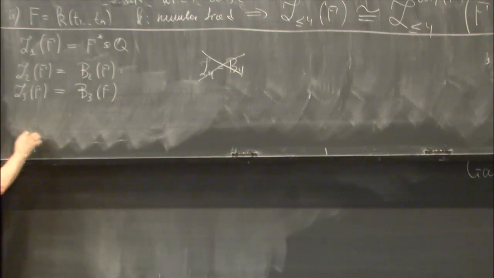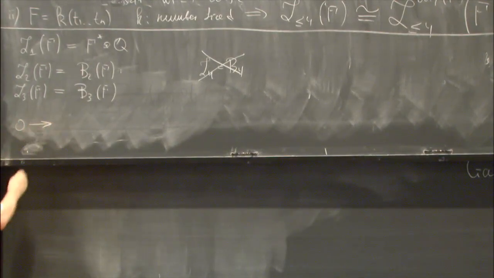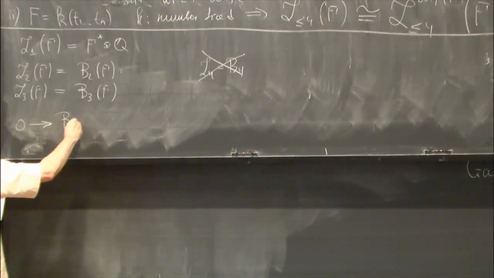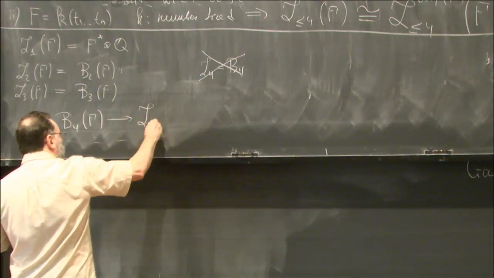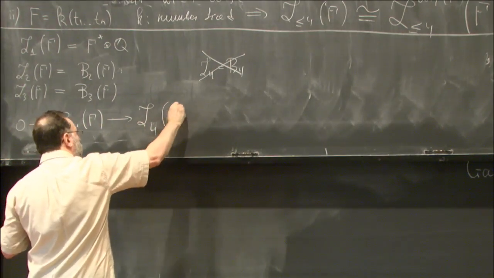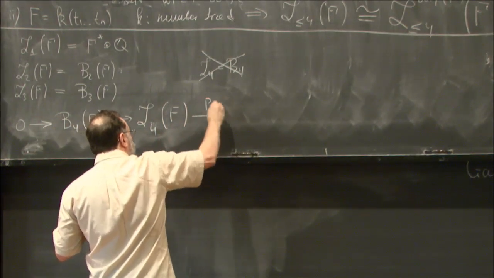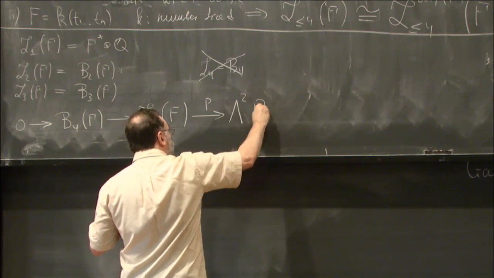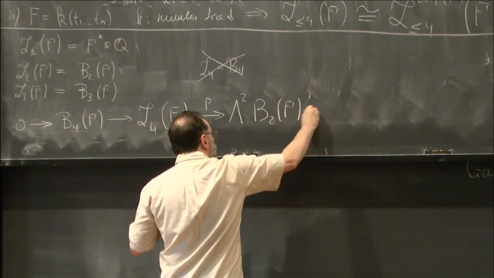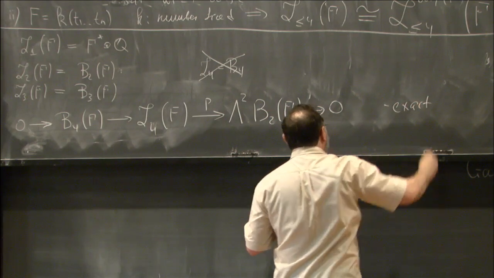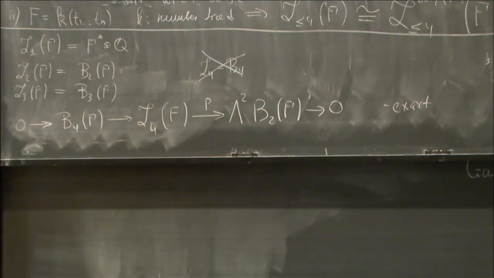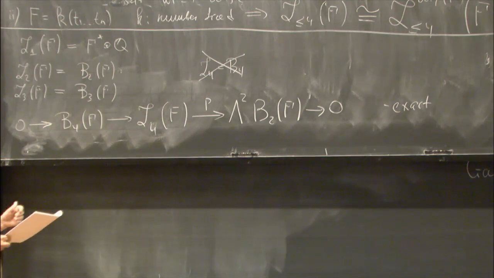What is actually true is that there is an exact sequence. B4 of F goes to the guy which we construct, L4 of F, and it projects to the second exterior power of B2 of F. And so the sequence is exact. So this describes what the first four parts of this motivic algebra look like.